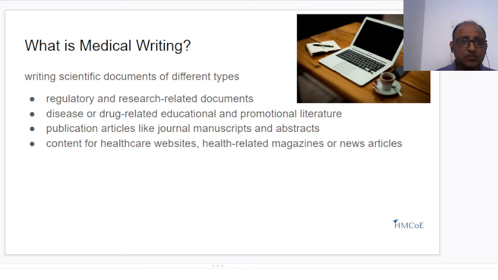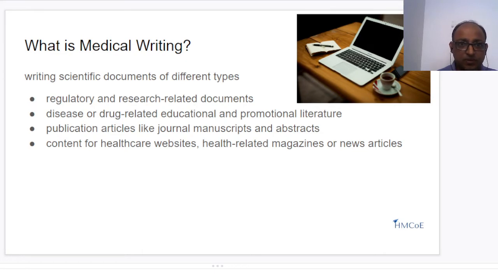The first thing is that you will require regulatory and research related documents. These are more of a scientific plus legal kind of document, and they are more evidence based. They are usually required for various types of submissions to government officials and government bodies. Then the next type of document is disease or drug related educational and promotional literature. This usually comes in the form of marketing materials required for various pharmaceutical companies, medical device companies, and hospitals. This kind of material or documents would be required in all these places.